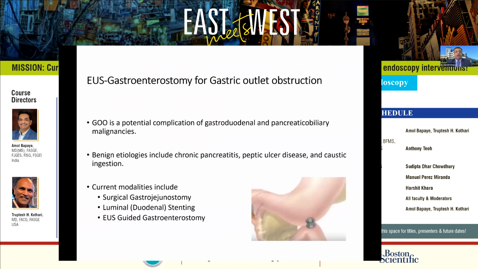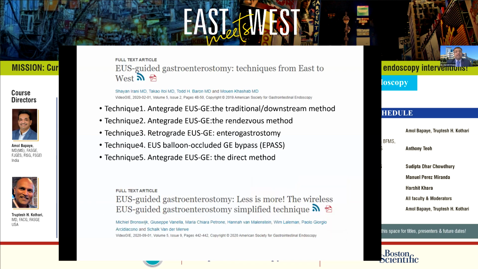So as you know, EUS-GE is usually done for gastric outlet obstruction as a complication from gastroduodenal or pancreatic or duodenal malignancies, as well as for benign etiologies like pancreatitis, peptic ulcer disease, or anything that causes a gastric outlet stricture. And the current modalities include, the gold standard used to be surgical gastrojejunostomies, which has been replaced with luminal stenting, and now more so with EUS-guided access.